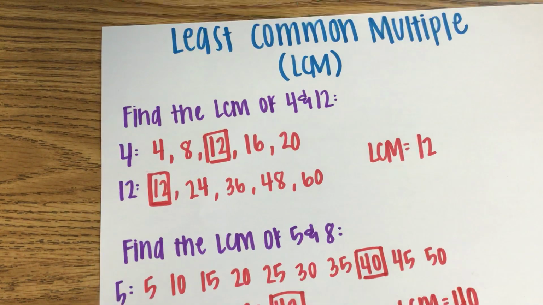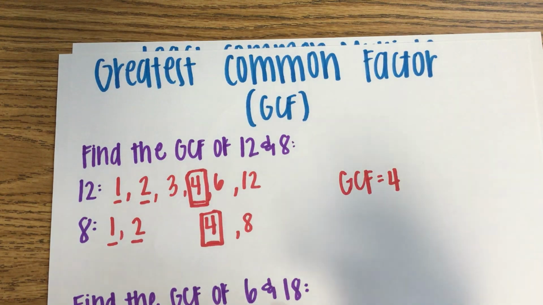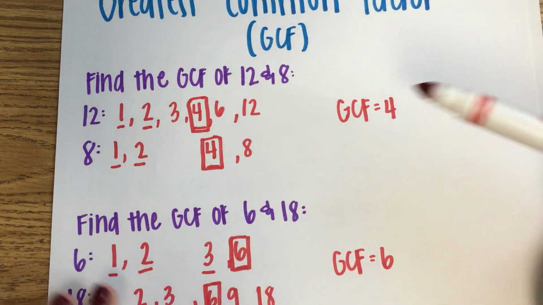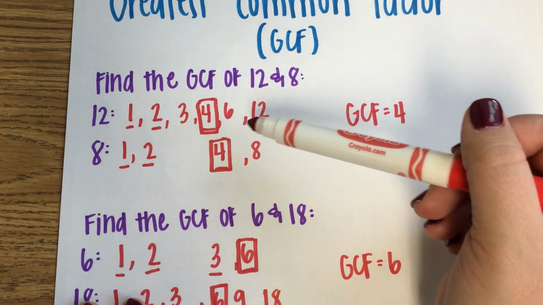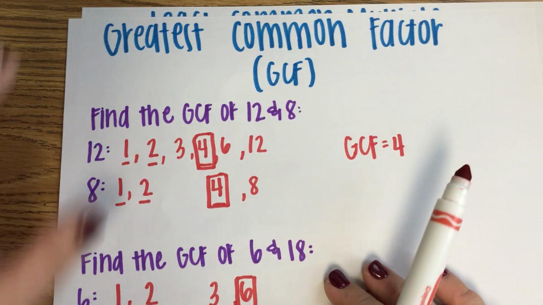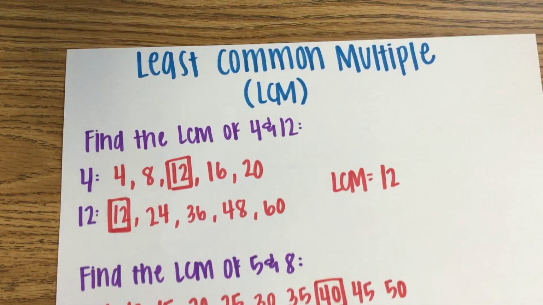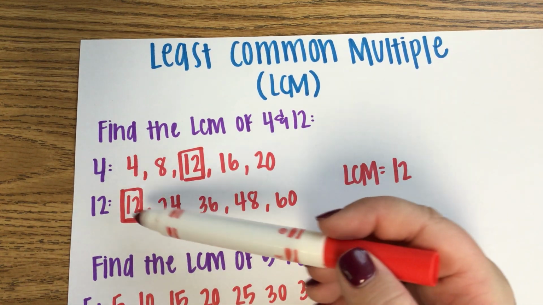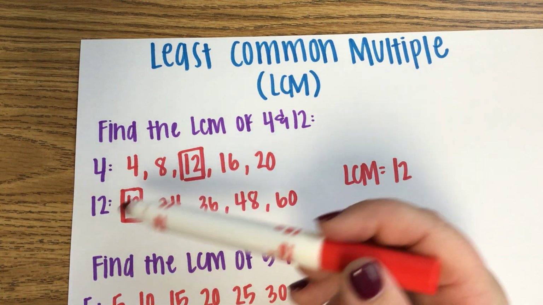Okay, so just a little recap. Remember, when you're finding the greatest common factor, you are looking for the factors and you're finding the greatest one that they have in common. While with the least common multiple, you're skip counting by the numbers and finding the least number that they have in common.